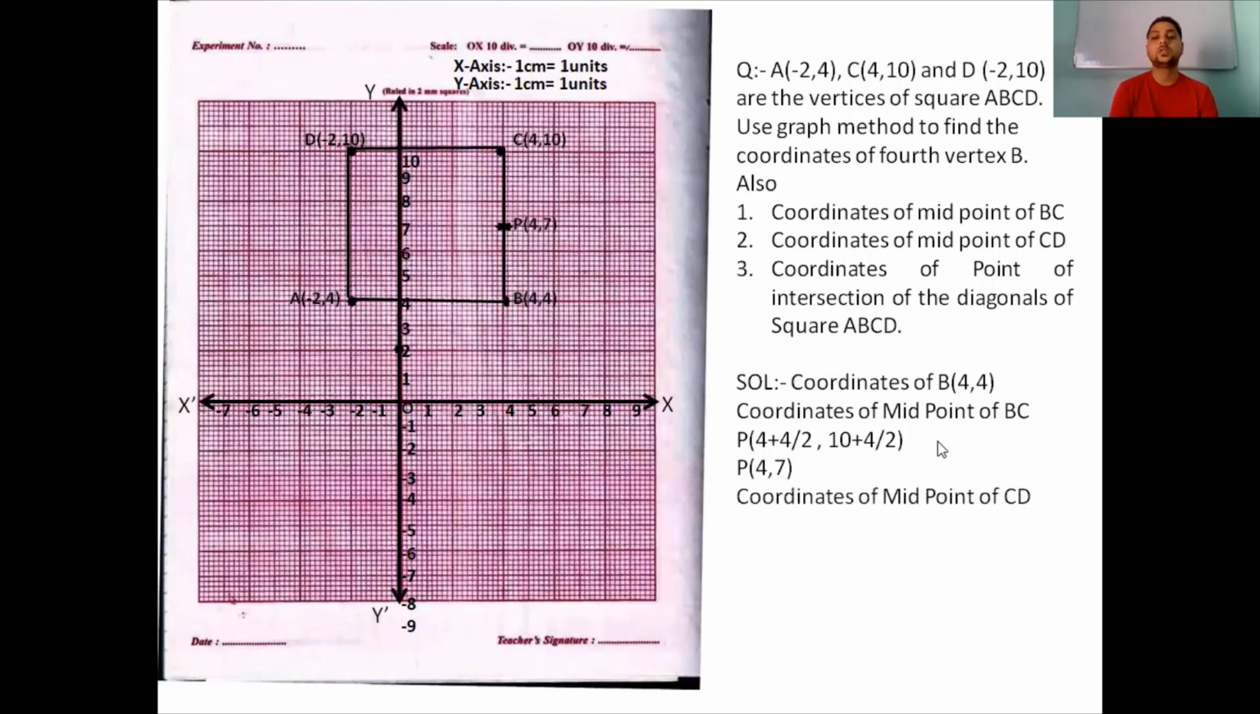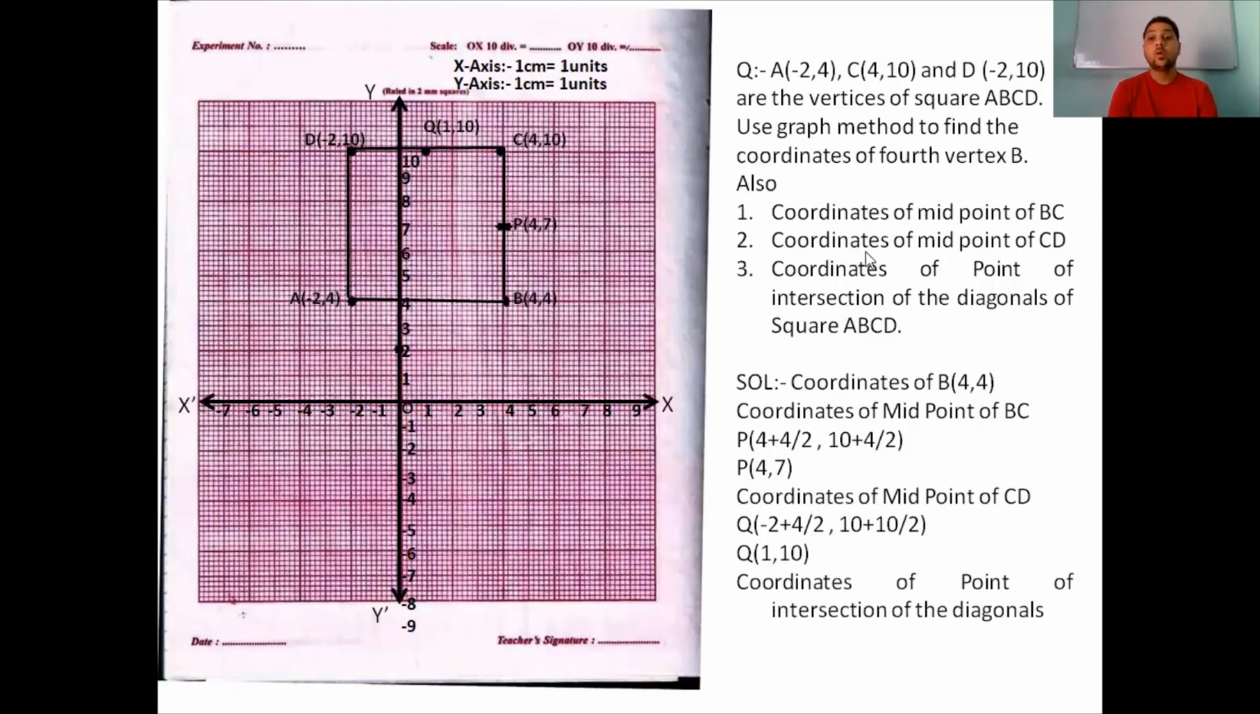Then we have the coordinates of the midpoint of CD. What is the x coordinate? 4 and -2 added: -2 plus 4 divided by 2 is 1, and 10 plus 10 divided by 2 is equal to 10. So the coordinates are (1, 10), and that point will lie here. So we have point Q as (1, 10). Understand? So we have two parts here: the coordinates of the midpoint of BC and of the midpoint of CD.